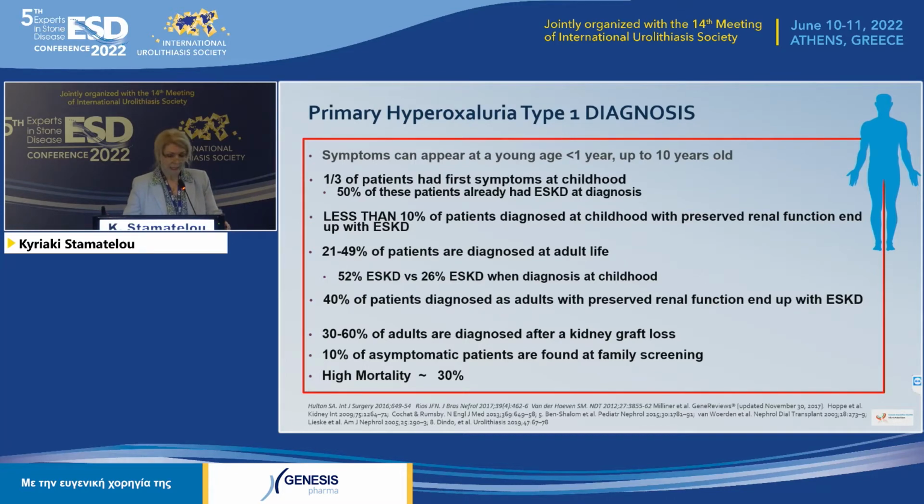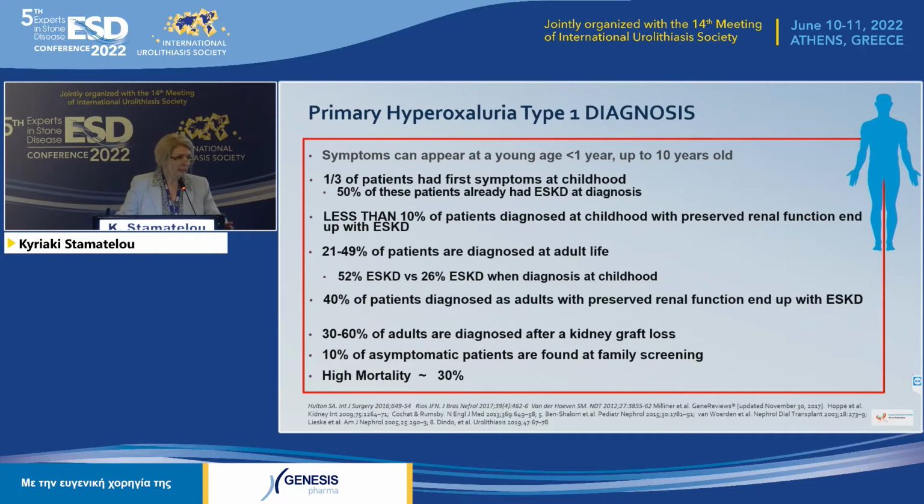20 to 50% of patients are diagnosed in adult life. So let me be clear, this is not just a disease that is found in children. 50% is diagnosed in adult life. 52% of the patients who are diagnosed in adult life end up with end-stage kidney disease, as opposed to the 26% that end up with end-stage kidney disease when the diagnosis is made at an earlier age, in childhood. 40% of the patients who are diagnosed as adults with preserved renal function will end up with end-stage kidney disease.